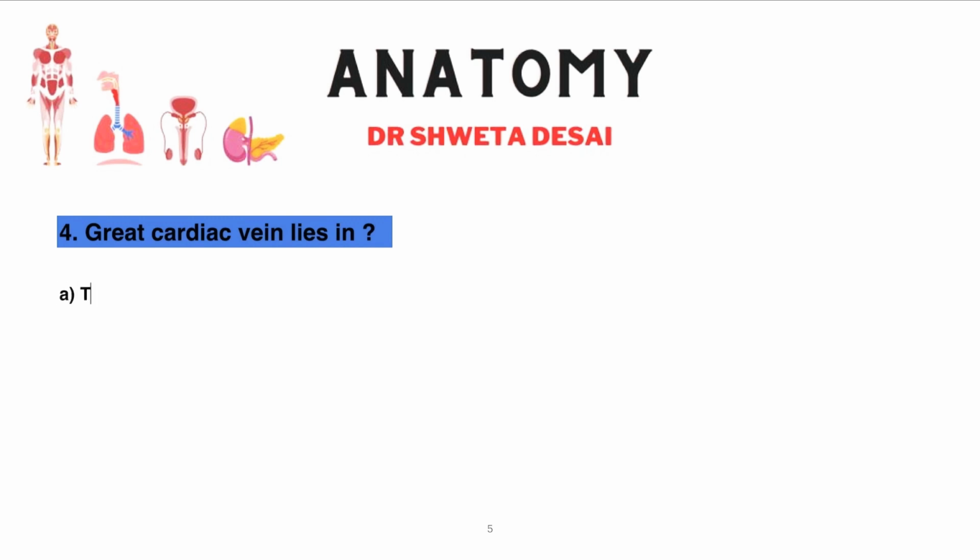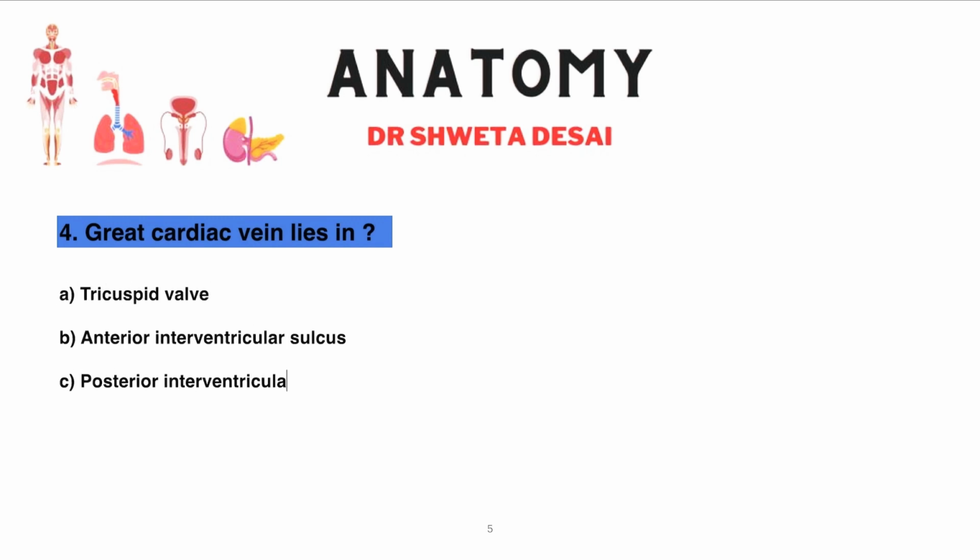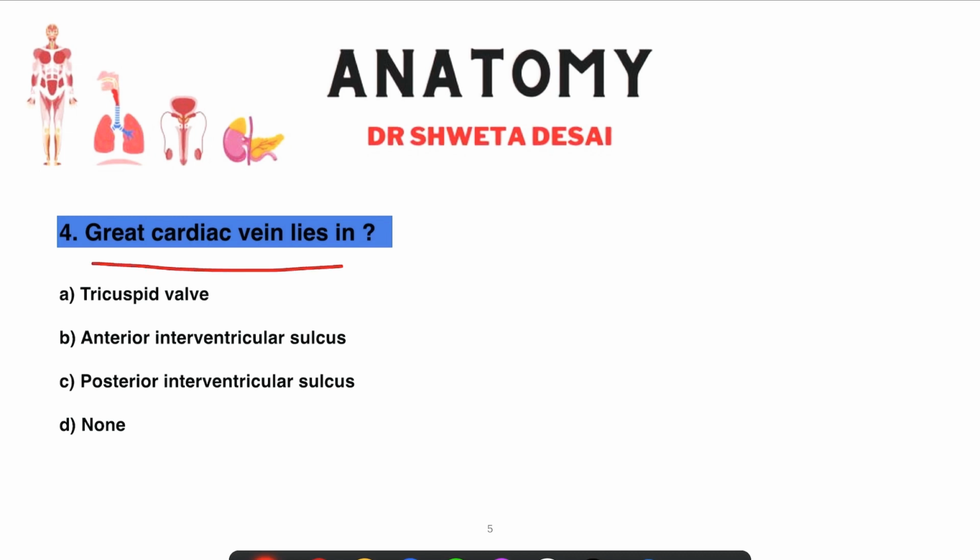Great cardiac vein lies in tricuspid valve, anterior interventricular sulcus, posterior interventricular sulcus or none? Great cardiac vein lies in the anterior interventricular sulcus, and in this sulcus there is another structure, the anterior interventricular artery or LAD.